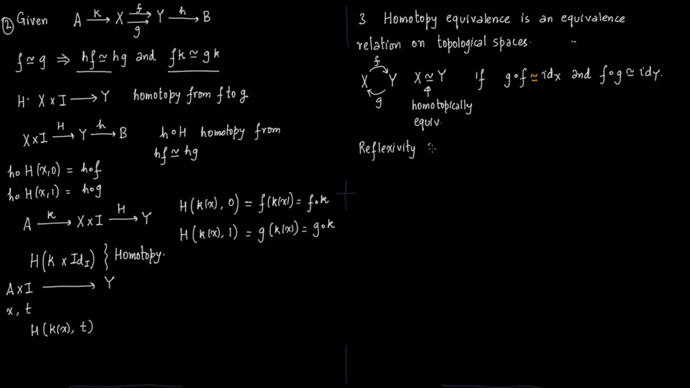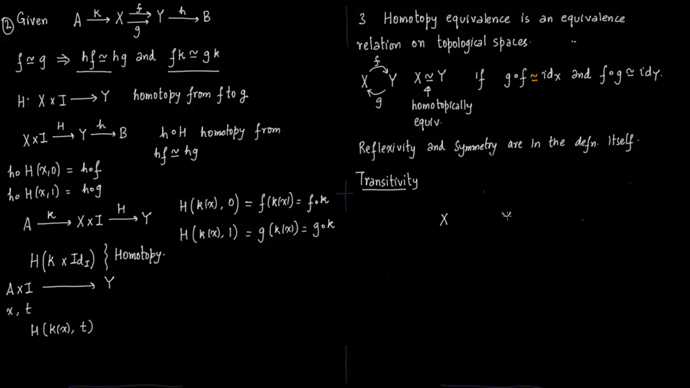Notice that this homotopy equivalence is essentially a weakening of homeomorphic spaces. In homeomorphic spaces we would probably have equality there rather than homotopy. So reflexivity and symmetry are just encoded in the diagram itself. g composed with f and f composed with g homotopic to identities, that covers reflexivity and symmetry. So we have to talk about transitivity. Say X is homotopy equivalent to Y and Y is homotopy equivalent to Z, then we have to show X is homotopy equivalent to Z.